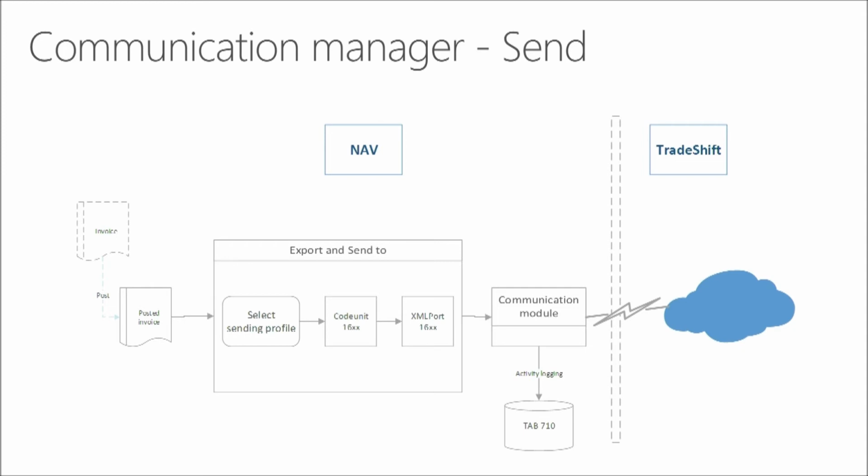Then behind the scenes, what is happening, it also selects the format he wants to use. So behind the scenes, the export document sending profile will call into codeunit 1600. It depends on the document type. And that is just the wrapper, as I explained, to the XML port that will do the export. Then this is packed, sent to the communication module that I talked about just a few seconds ago, and that will send it to Tradeshift.